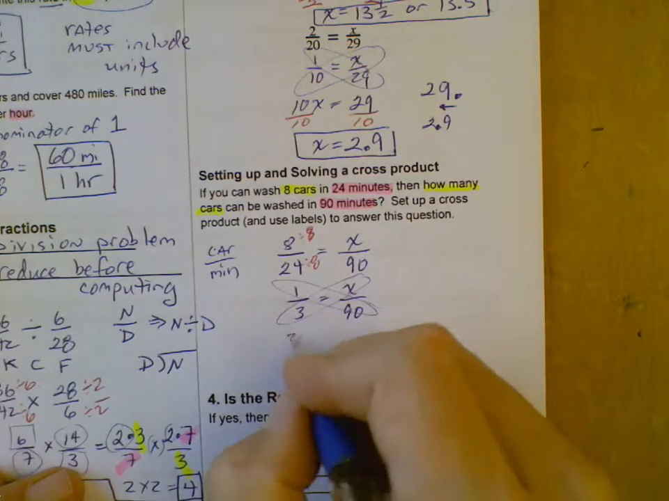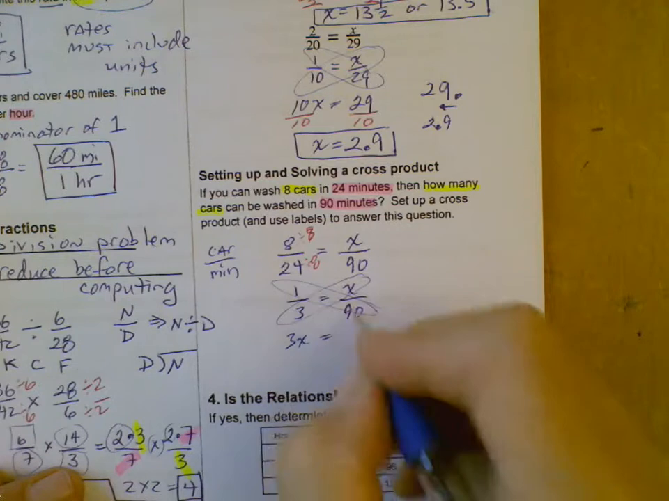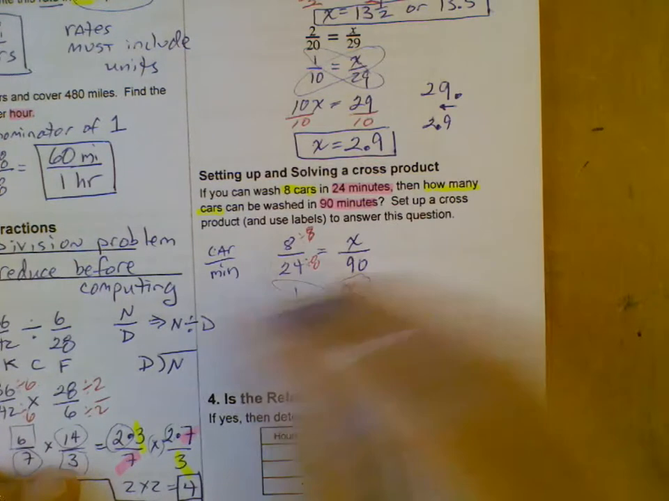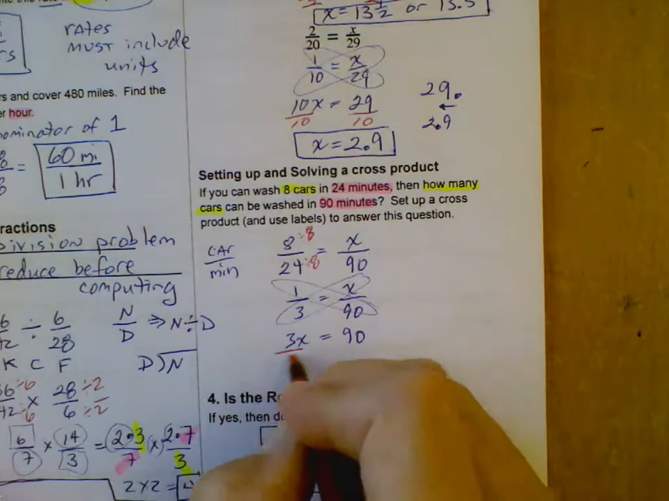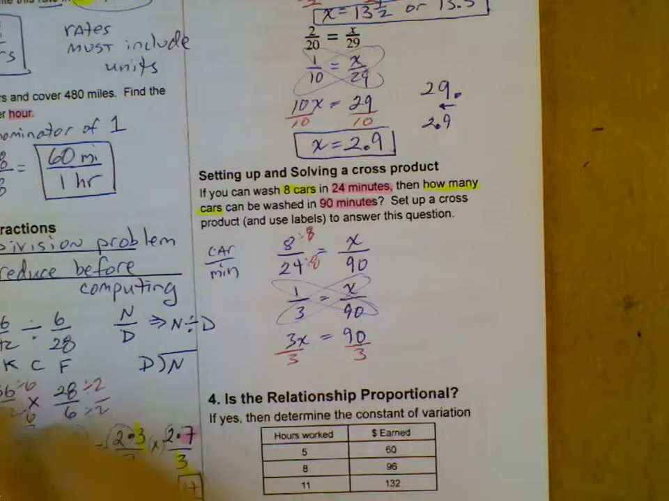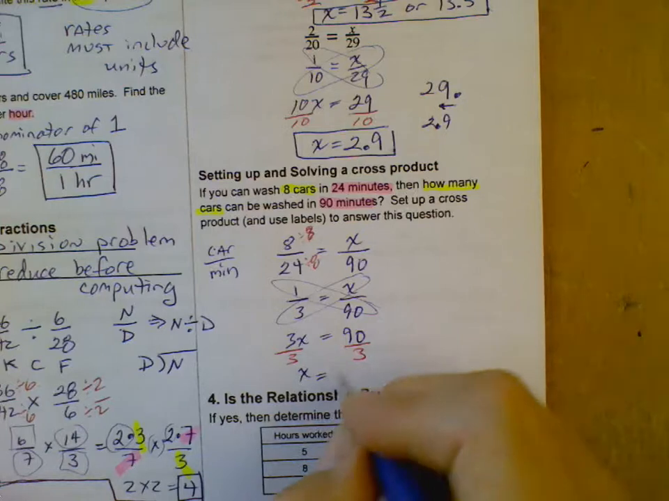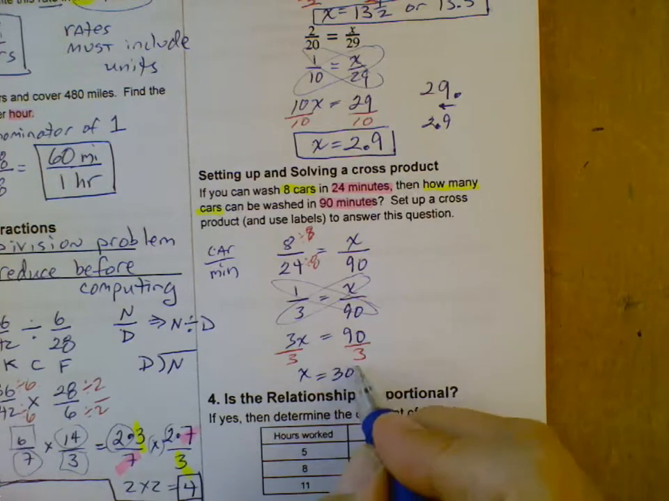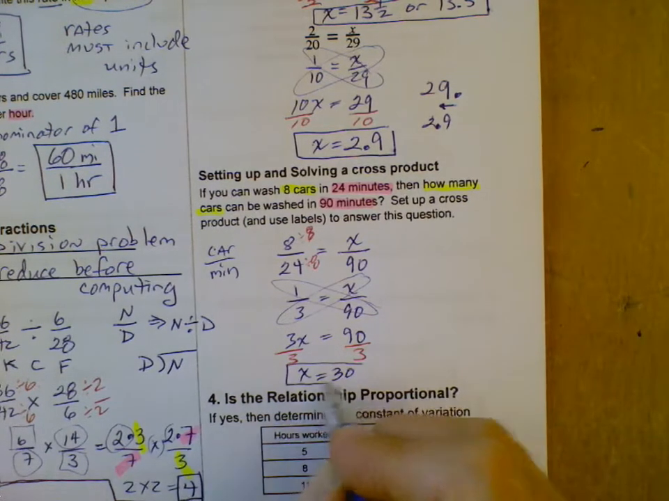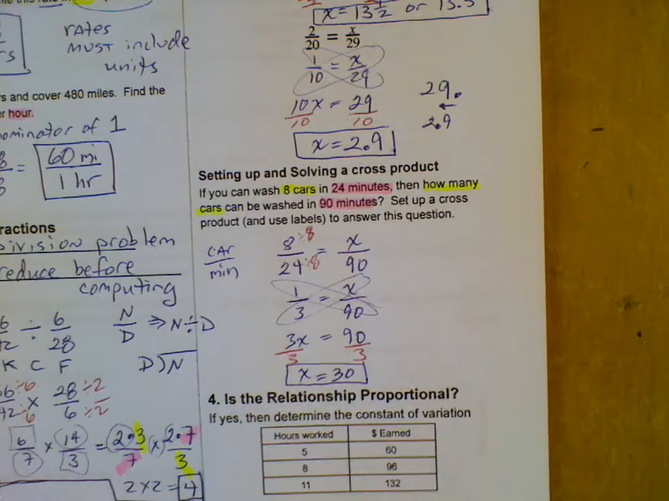3 times x is 3x, and that's going to be equal to 1 times 90 is 90. So now I'm going to divide both sides by 3 because I want to get x by itself, and x equals 30. Okay, I've got this answer. That's great. But in the final, I'll probably ask you to write the answer in a sentence. So what does this mean?